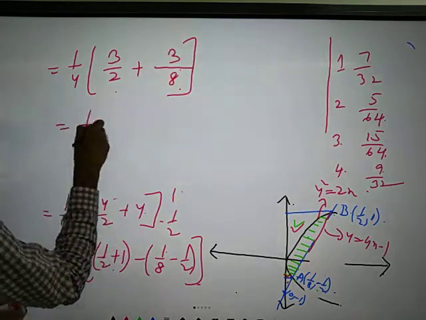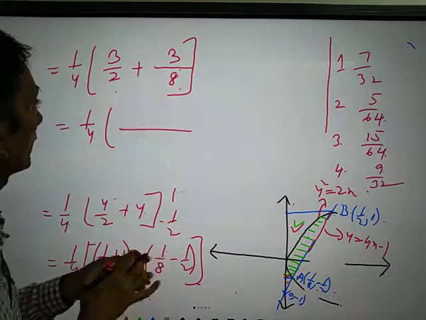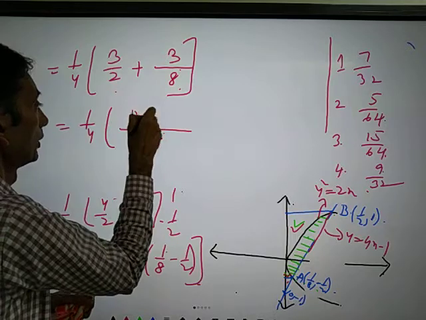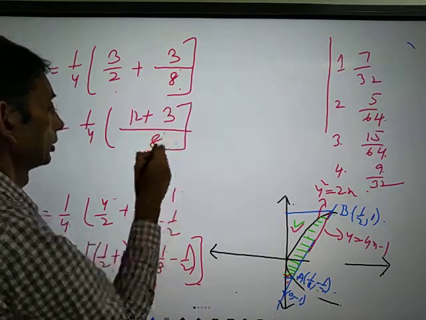So it's 1 by 4. Now again you take LCM 8 too. So 8 and 2 4s are 4, 3 are 12, plus 3. Fine.